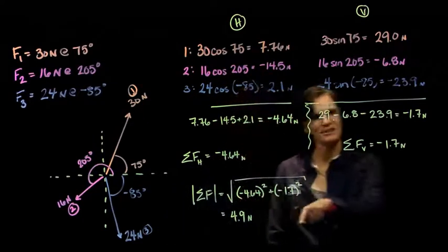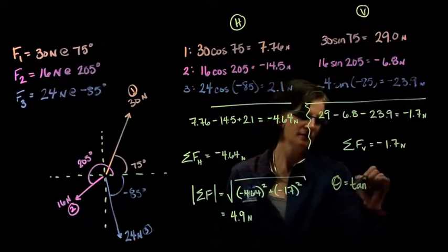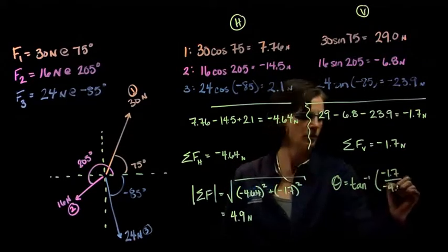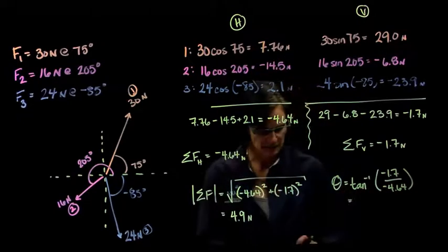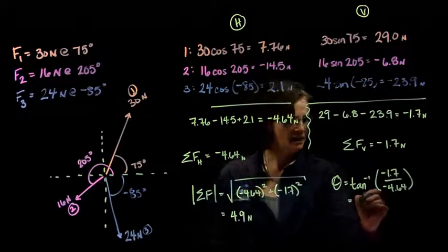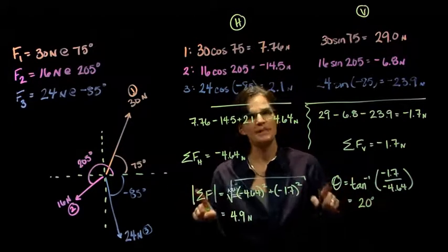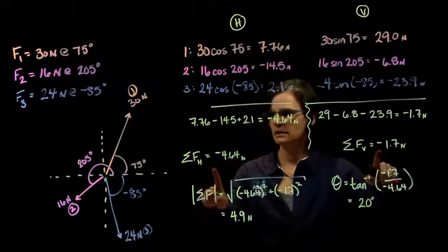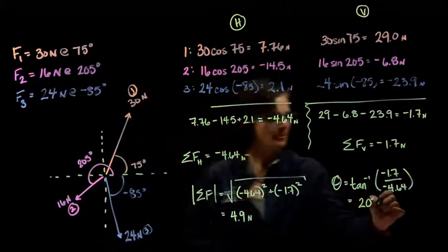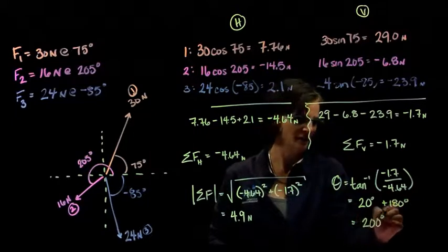If that's not enough, I also need the direction. So to get the direction, I take the inverse tangent of the y component, negative 1.7, over the x component, negative 4.64. And when I plug that into my calculator, I get an angle of 20 degrees. Now, I have to pause and say, does that angle make sense? That means I'm in quadrant 1. But both my vertical and horizontal components are negative. I'm in quadrant 3. So how do I get to quadrant 3? I add 180 degrees. So I have a total of 200 degrees for my angle.